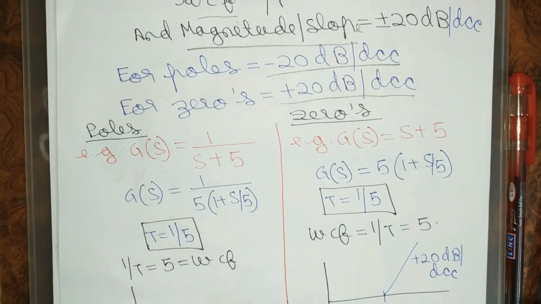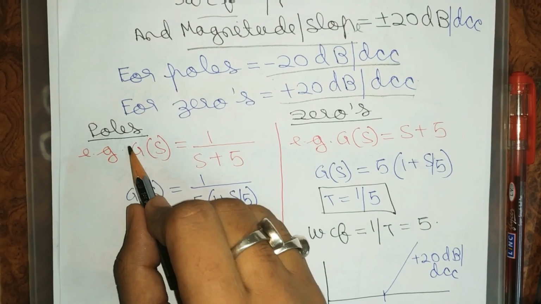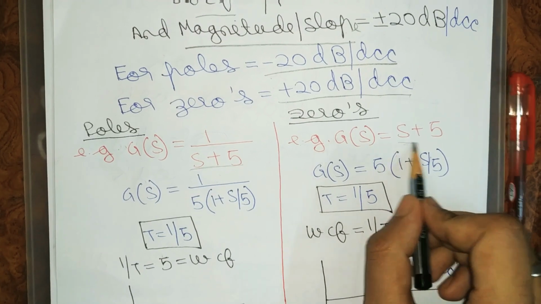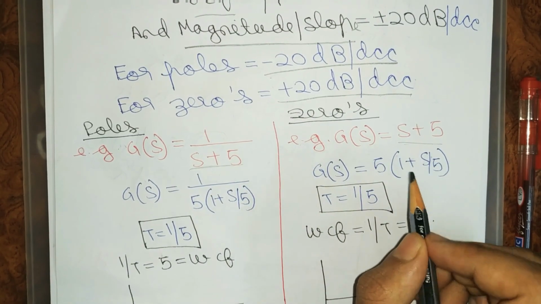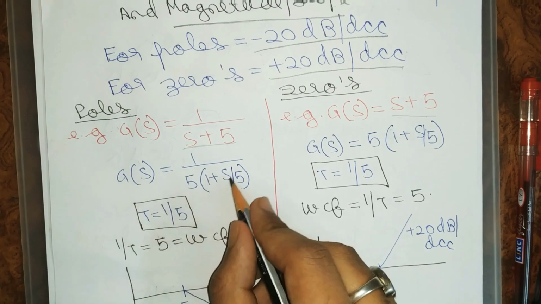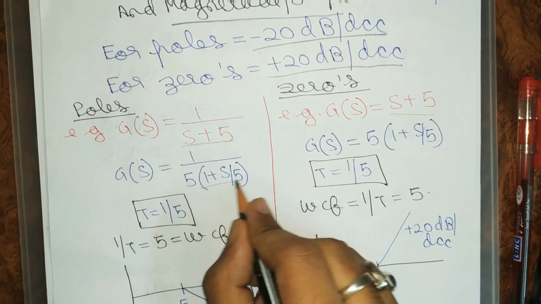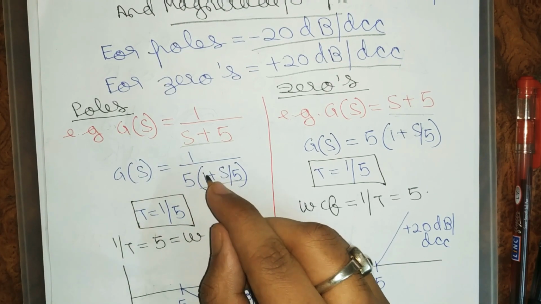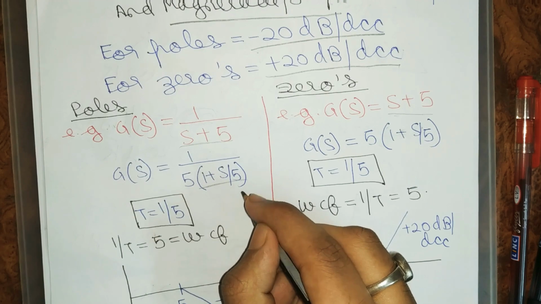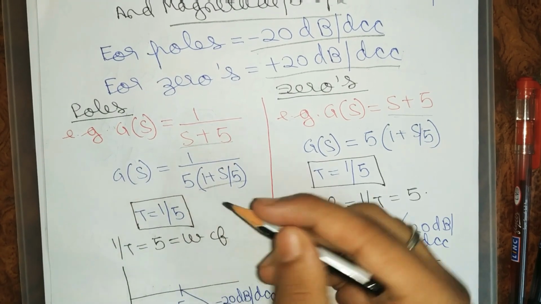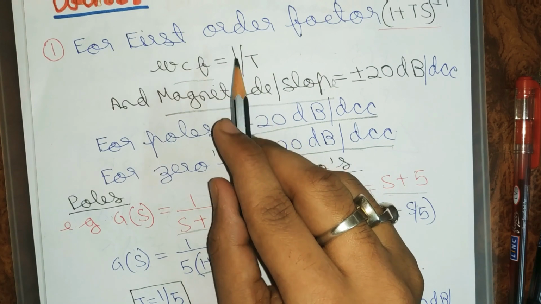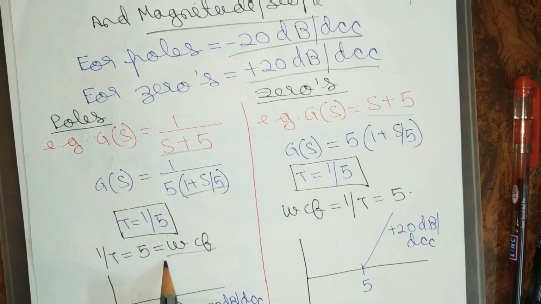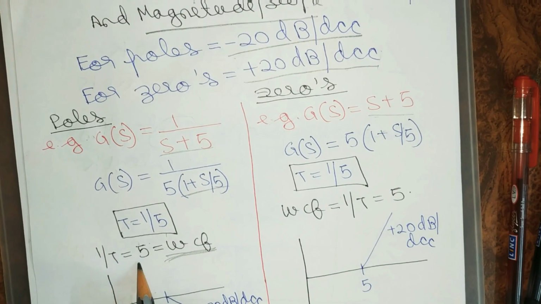So see, I am showing you the example. This is a pole, s plus 5 is a pole, and this is an example of zeros, as you can see. First we have to represent it in time constant form. So you take 5 common and it becomes 1 plus s by 5. The formula for calculating cutoff frequency is 1 by T, so T becomes 1 by 5, and the cutoff frequency omega is 5.